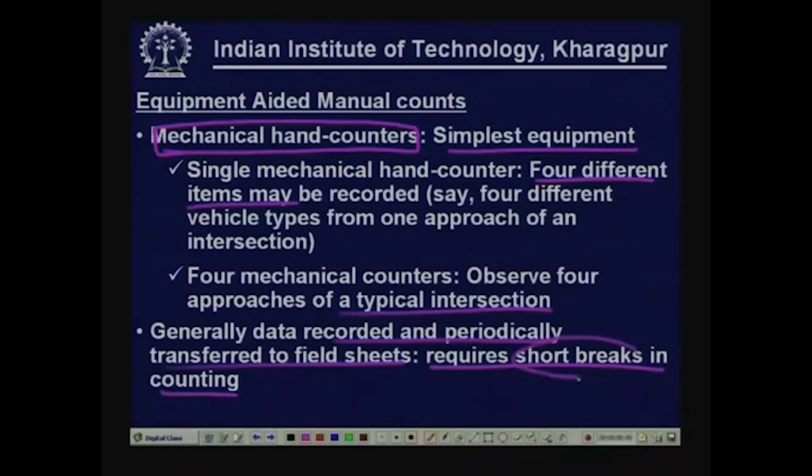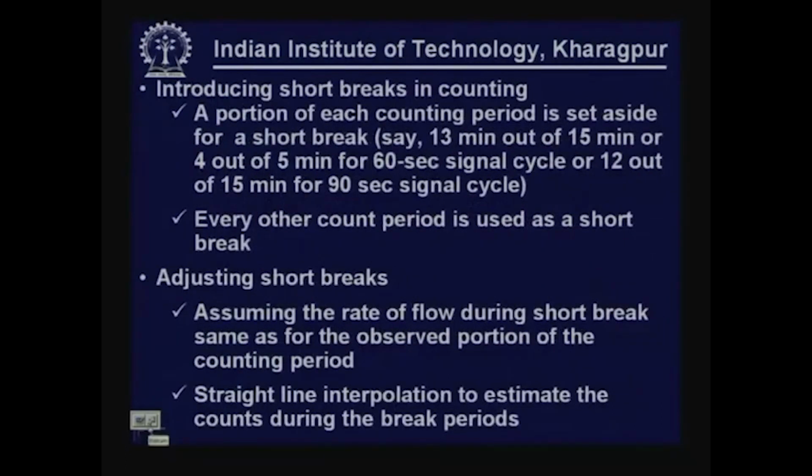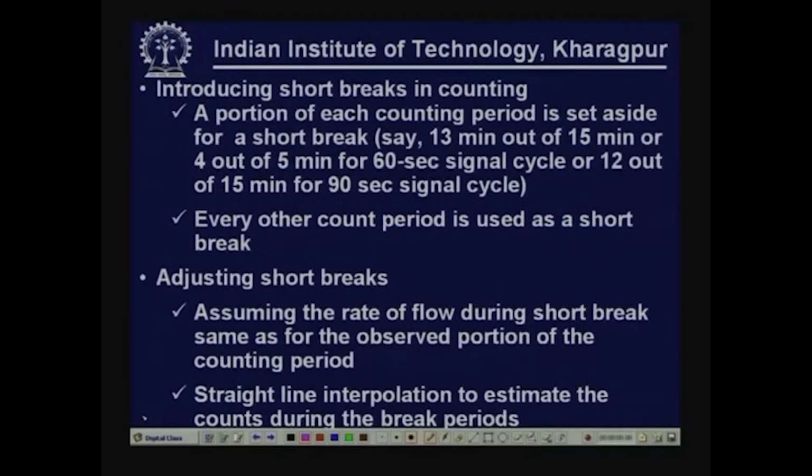Why these short breaks? Let us again try to understand it clearly. Because we need to transfer the data from the mechanical hand counter to the field sheet periodically. When we are transferring it, at that point it is not possible to really count and record the vehicle volume. So, during the process of transferring the data, there is a break that is necessary. So, it requires short breaks in counting. In two different ways, the short breaks can be introduced.